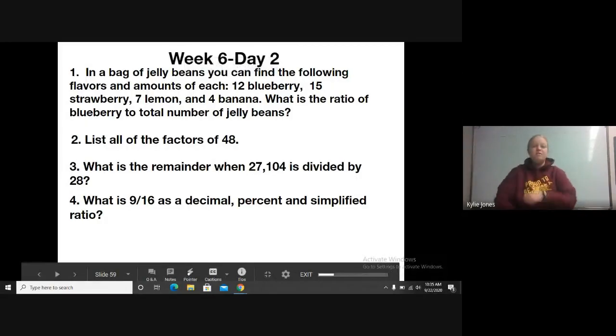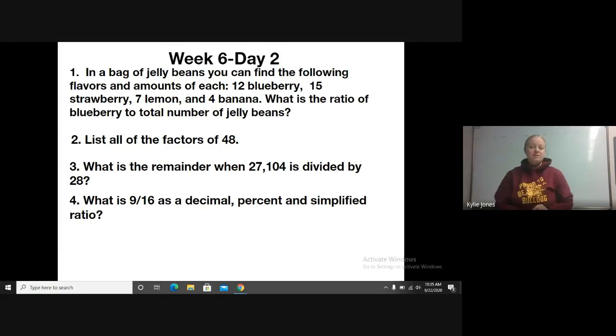We have number 1, in a bag of jelly beans, you can find the following flavors and amounts of each. There's 12 blueberry jelly beans, 15 strawberry, 7 lemon, and 4 banana. What is the ratio? So comparing quantities, what is the ratio of blueberry jelly beans to the total number of jelly beans? So this goes back to last week when we talked about ratios. You're comparing the 2 quantities.